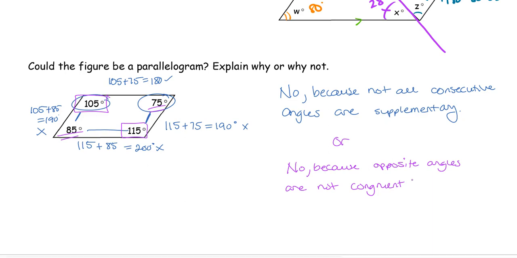Think about what you should expect to find. If you find that property, then good. It works. It is a parallelogram. If you don't find that property to be true in all cases, then it's no. Then just explain why you said yes or why you said no.